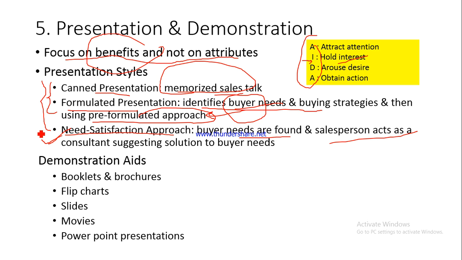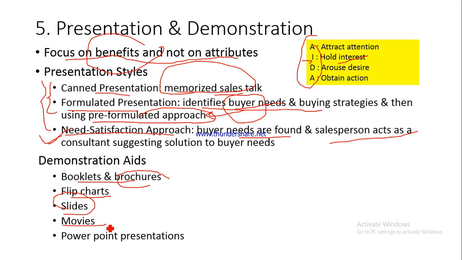Think, for instance, if you are a salesperson trying to sell a tractor, you would probably not be able to carry your tractor everywhere, or maybe an industrial generator, you would not be able to do that. So in such cases, you can make use of other demonstration aids like booklets and brochures. You can take along flip charts which you can use while making your presentation, even if there is no projector or overhead projector there. Then you can make use of slides, PowerPoint presentations. You can also show movies which will depict how the product is functioning.